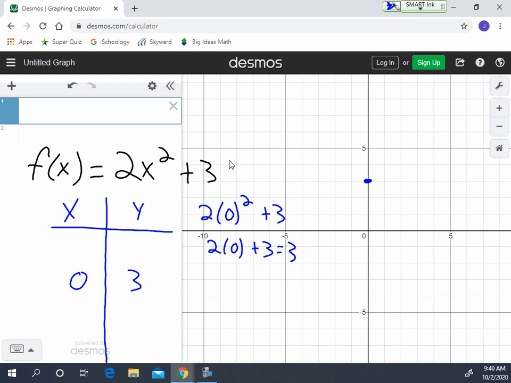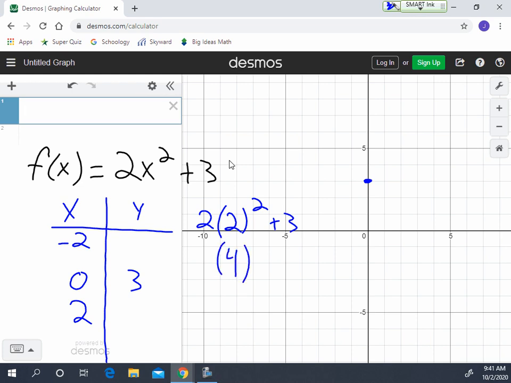And without even looking at this next point, is our next point going to be higher or lower than our vertex at 0, 3? Is this going to be a positive parabola or a negative parabola? That should be something we think about each time. Okay, let's plug in 2 and negative 2. Let's say 2 times 2 squared plus 3. 2 squared is 4. And we do our exponent first. 2 times 4 is 8. Plus 3, that'll give us 11.